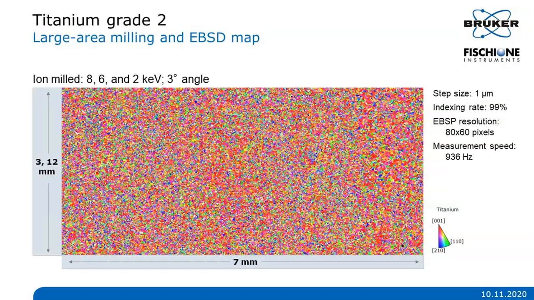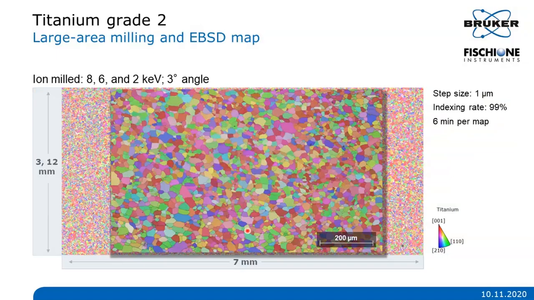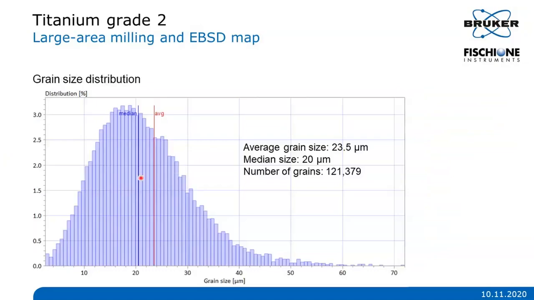So we proceed to a large area EBSD mapping, combining automatic stage and beam movements to cover an area of 7 by 3 millimeter, using a step size of 1 micron. And the indexing rate was 99%, and it was achieved everywhere on this large area. If we zoom in, using a step size of 500 nano, we can see that the measurement is free of deformation induced by the milling preparation. In this single measurement, more than 121,000 grains were measured, with an average grain size of 23.5 micron.